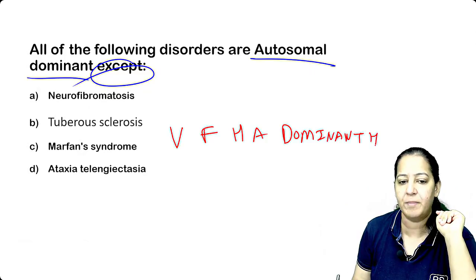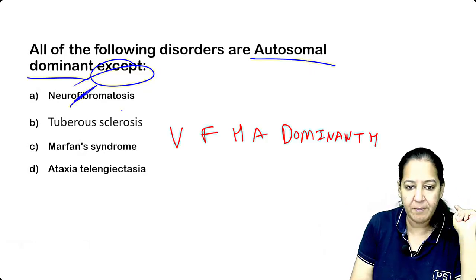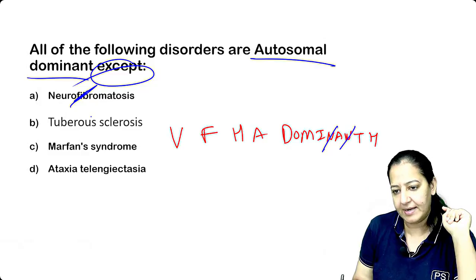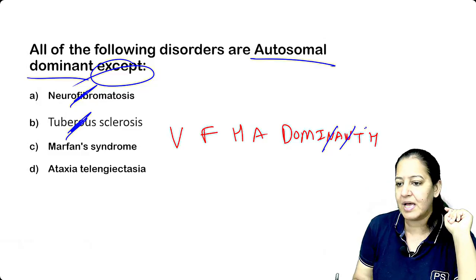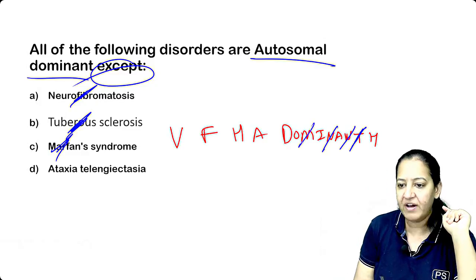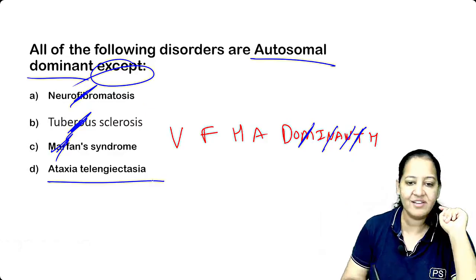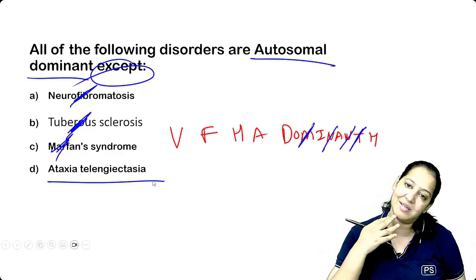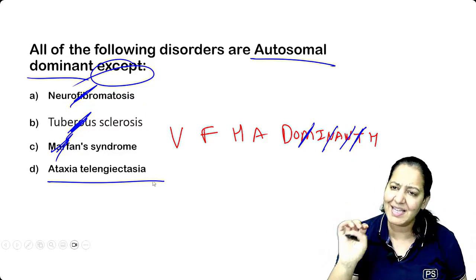Dominant. Now see, neurofibromatosis, both are coming: N and N. Tuberous sclerosis, I guess it's also coming: T. And Marfan, I guess it's also coming here. But ataxia telangiectasia is not coming in this mnemonic. So my answer will be D. In this way, I can easily answer the question.